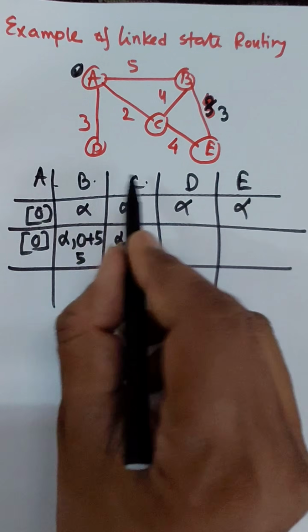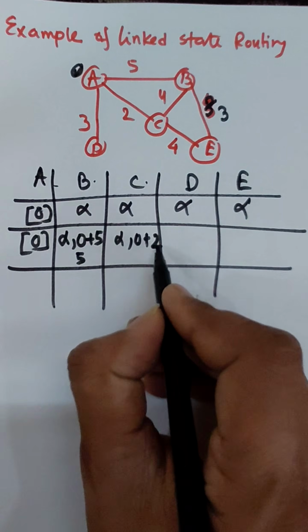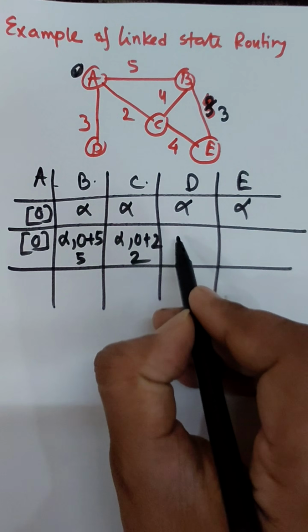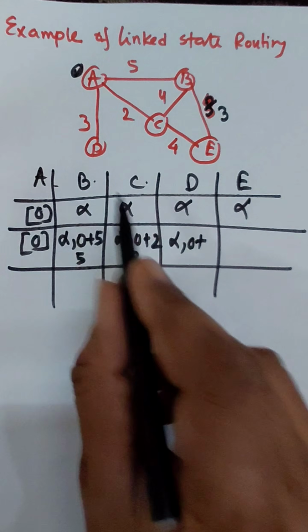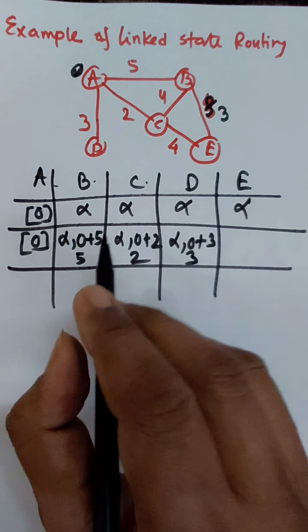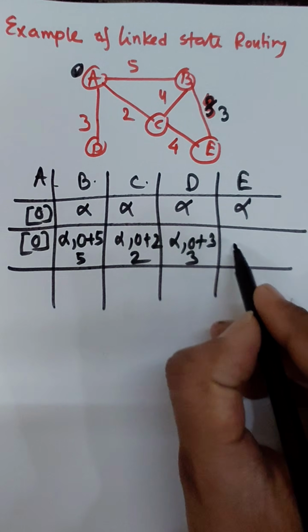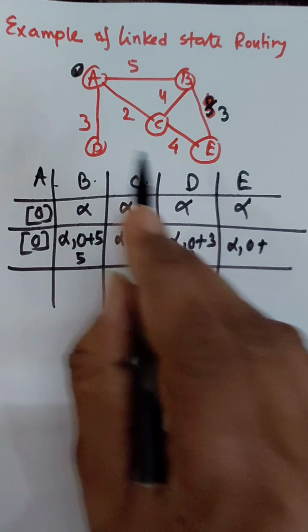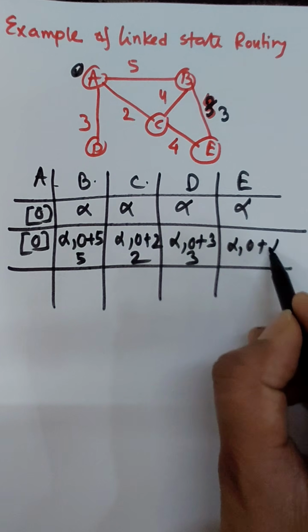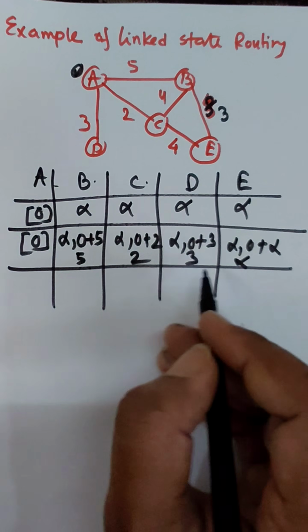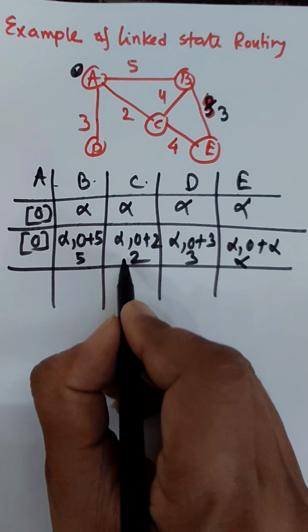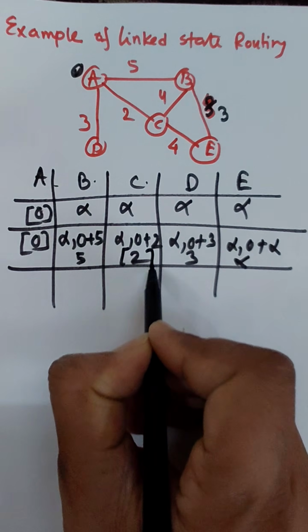For A to C, infinity comma, this is the old value and this is the minimum, and for A to C distance is 2, and infinity, plus 2, minimum is 2. For A to D is infinity and 0 plus A to D there is 3 and minimum is 3. For A to E, infinity comma 0 plus A to E there is no direct path, so it is infinity and minimum is infinity. Now in the second level the minimum cost is 2, so this is permanent.